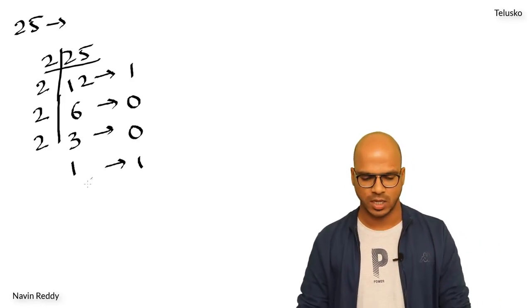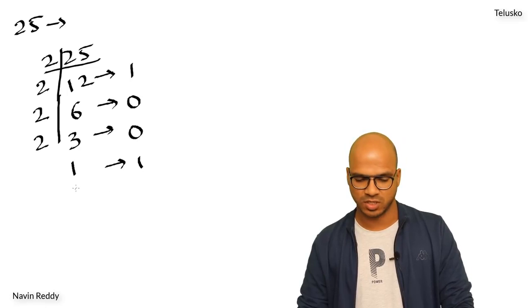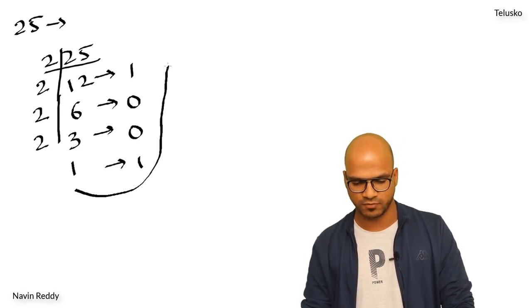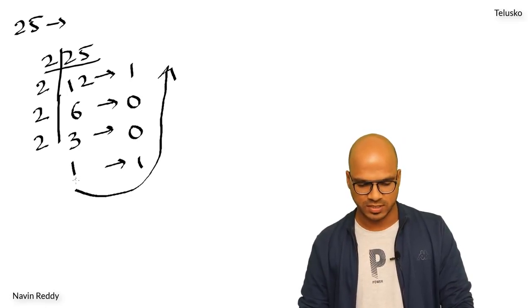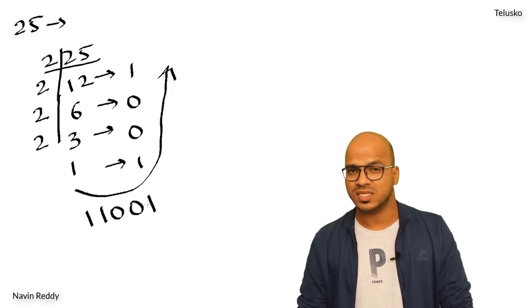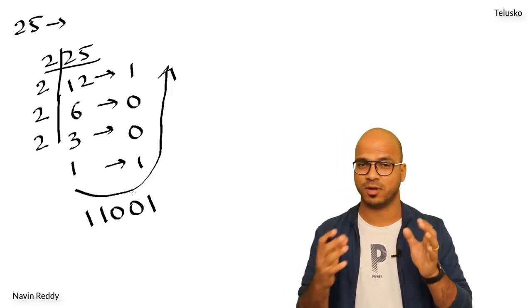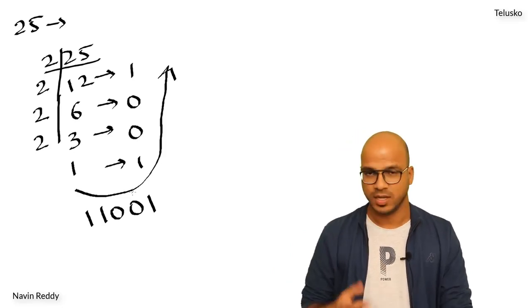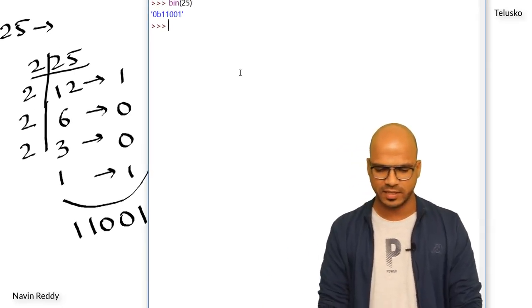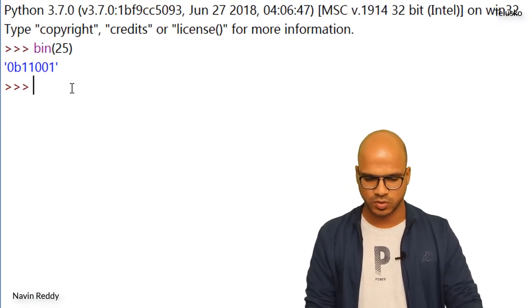But how do we read this? We have to read this in reverse order. You have to start from this end and go to the top. So in this case, this is 1, then we have 1, 0, 0, 1. So this is the binary format of 25. This is how you convert a number from the decimal system to binary format. It's so simple. Let me go back to the IDLE here, and here what I will do is, you can see the number here.